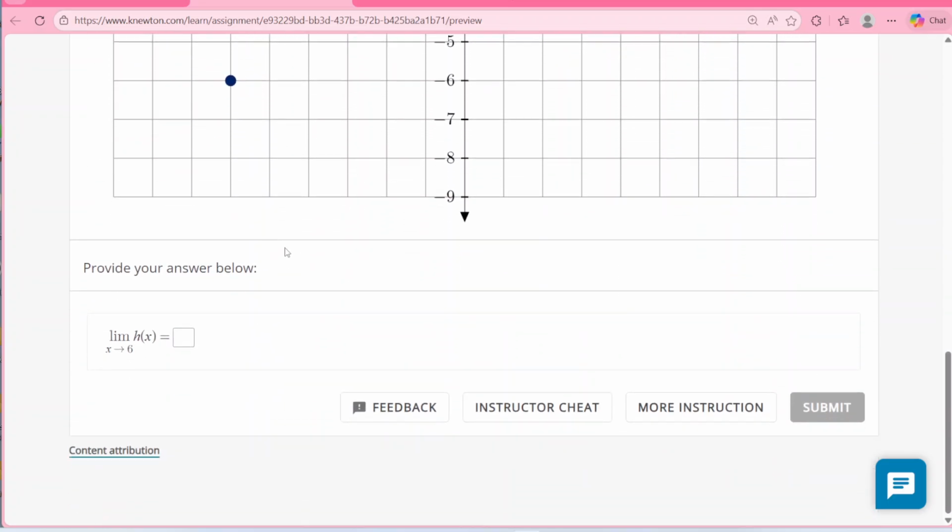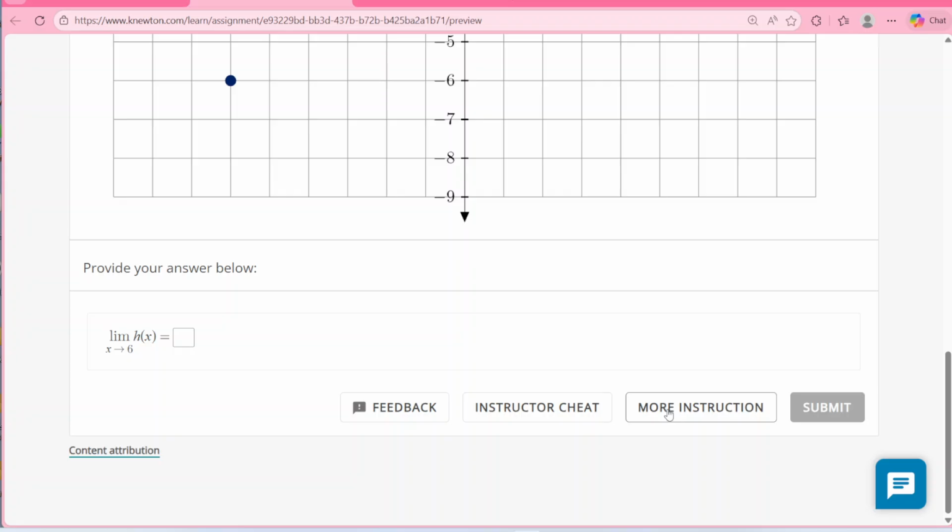And at the very bottom of every question, you should see a feedback button. This allows you to send feedback directly to Knewton's support. So if you see a typographical error in the question, in the answers, the solutions, please send them feedback, and their team is usually pretty good at fixing things, helping you out. I hope it's obvious that you will not have, as a student, the instructor cheat button. It's just for instructors and demonstration purposes only.